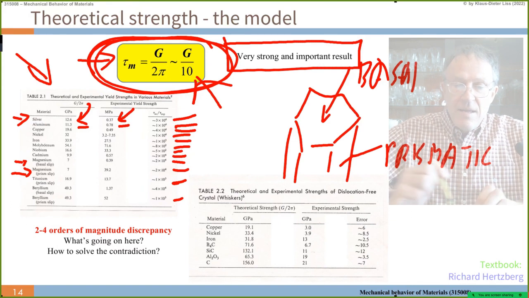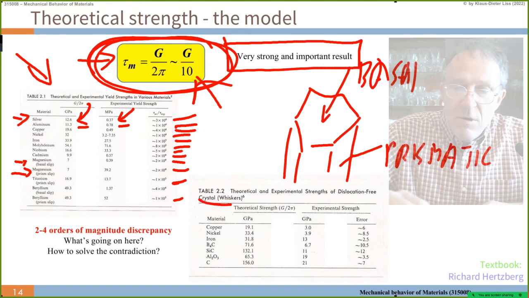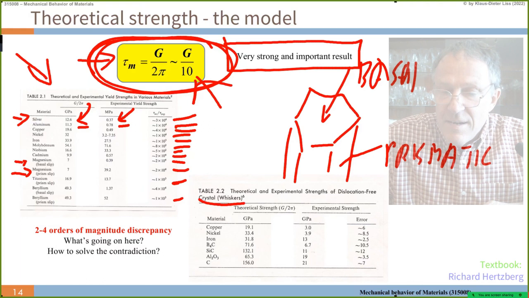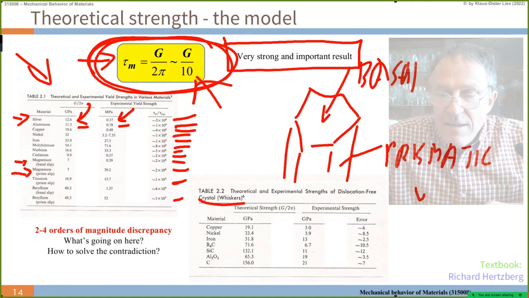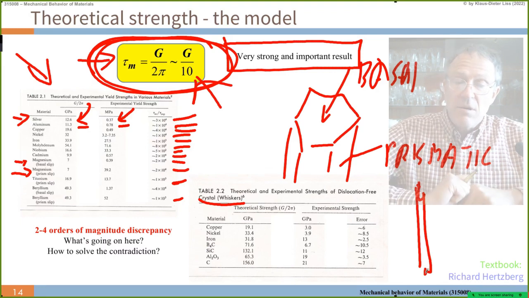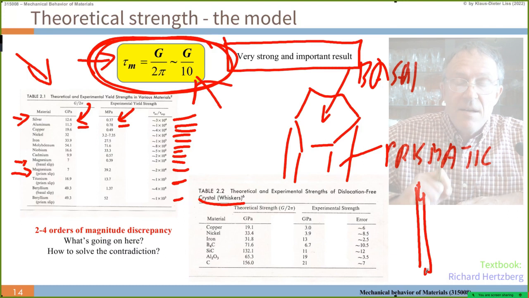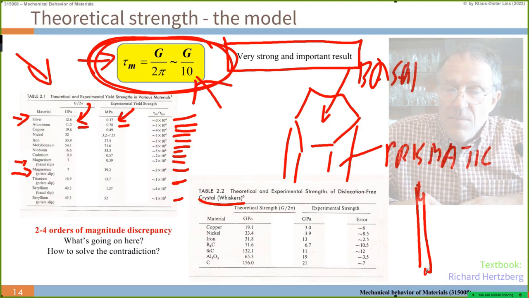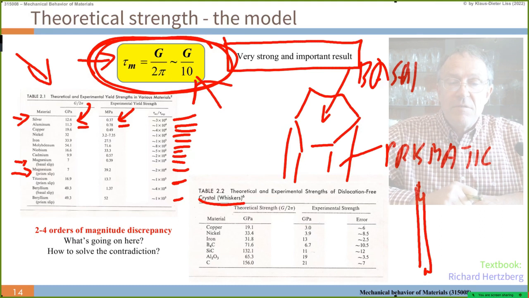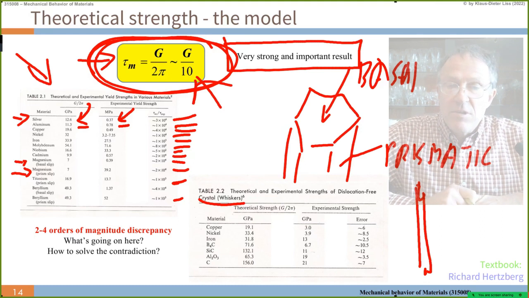So what do we have here? We look at whiskers. So crystal whiskers, they are very thin crystals and very long, like a wire, and maybe they have one dislocation in the center, but they're very strong. The whiskers are the strongest configurations of a crystal which you typically find.